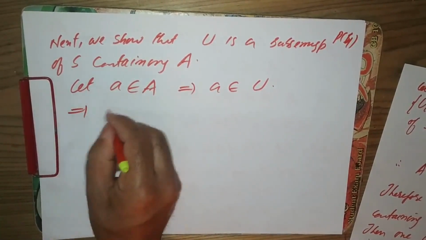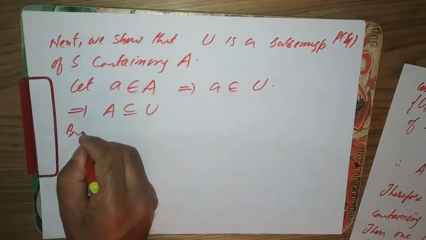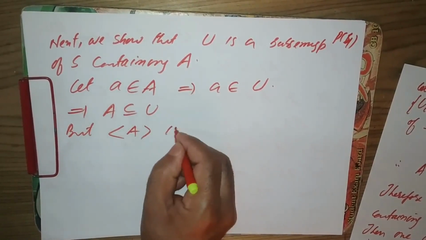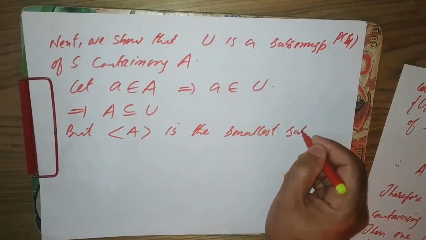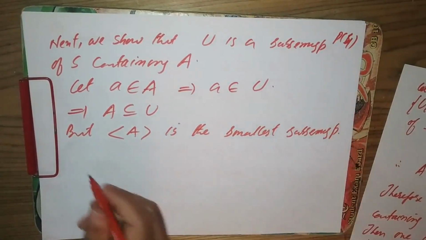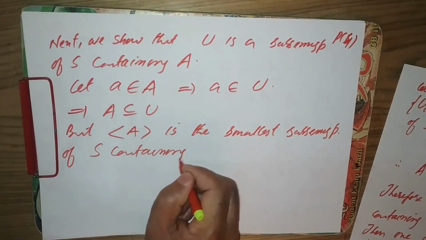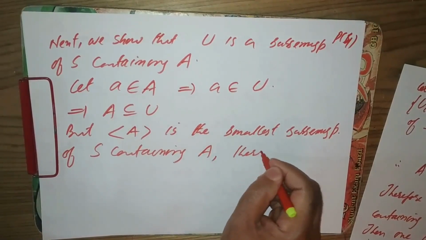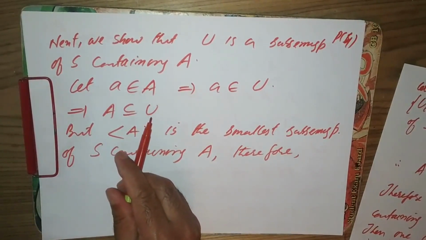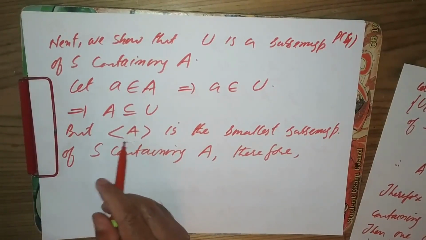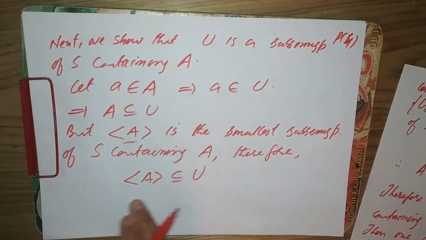So which implies A is a subset of U. So that means U is a subsemigroup of S containing A, but this one is the smallest subsemigroup of S containing A. So therefore, U is a subsemigroup of S containing A. This one is the smallest subsemigroup of S containing A. So that means this must be a subset of U because it is the smallest one.